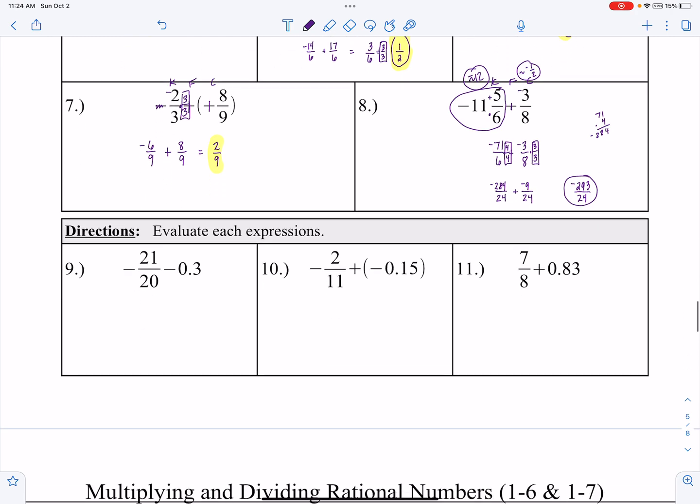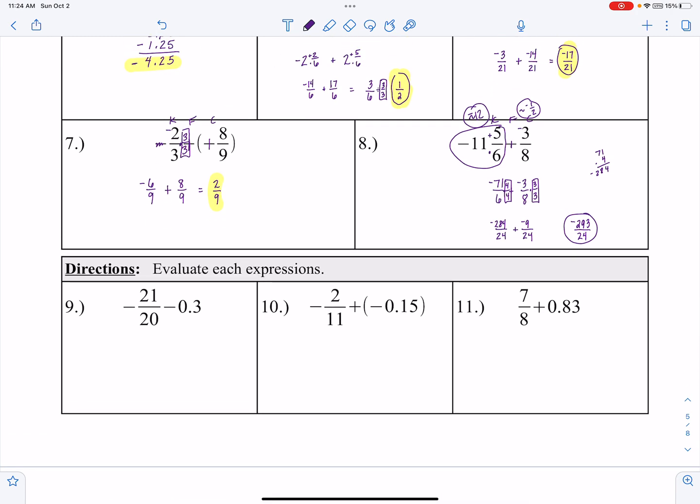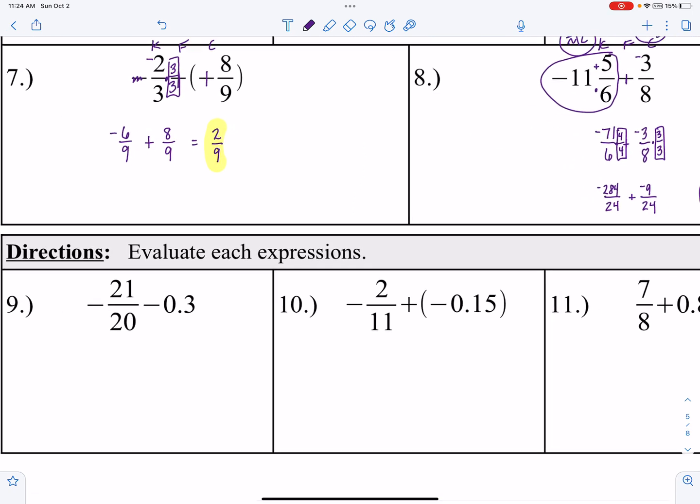All right, we have 3 more to do. You can see this takes time and focus. You're able to do it, you just have to really slow down and think about it, okay?